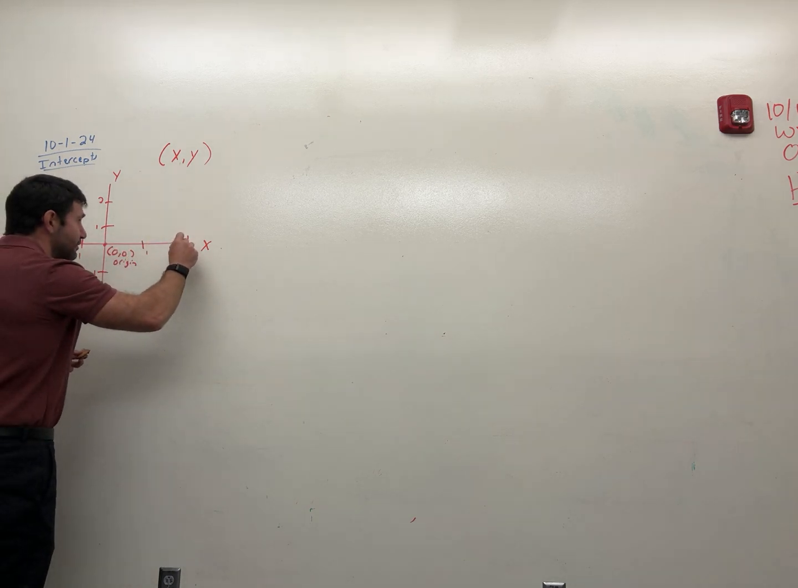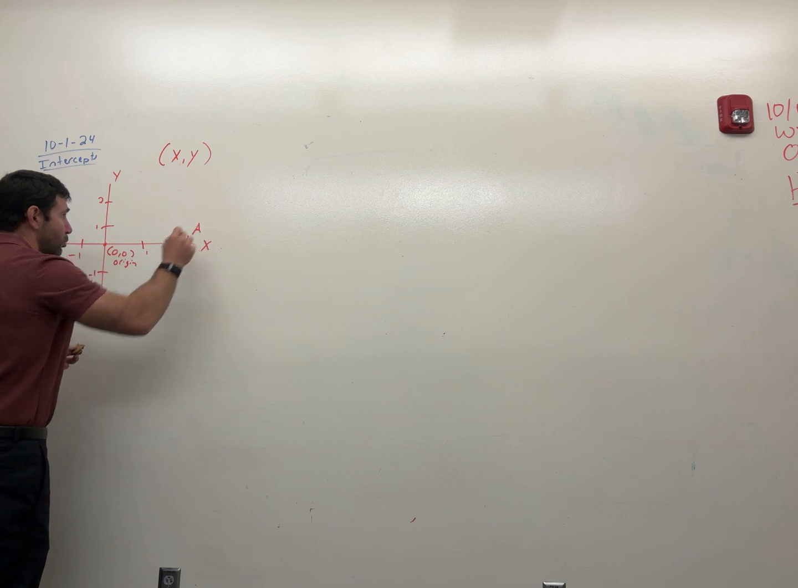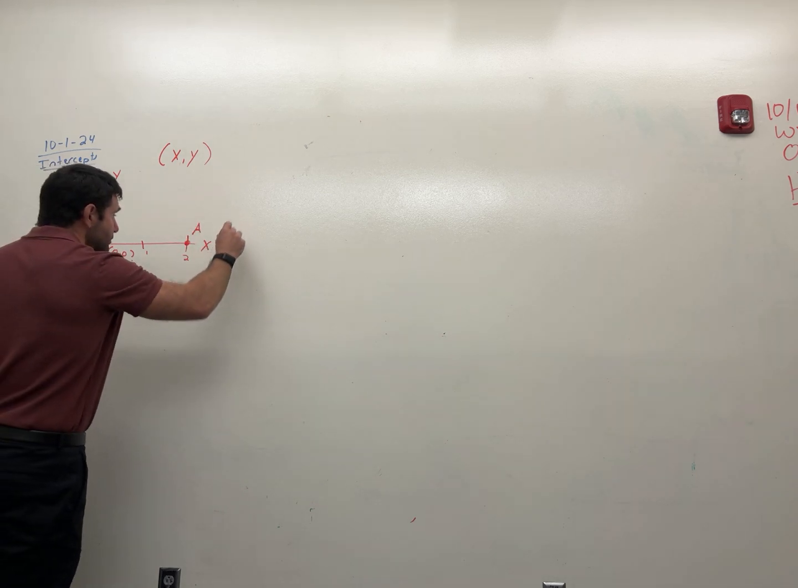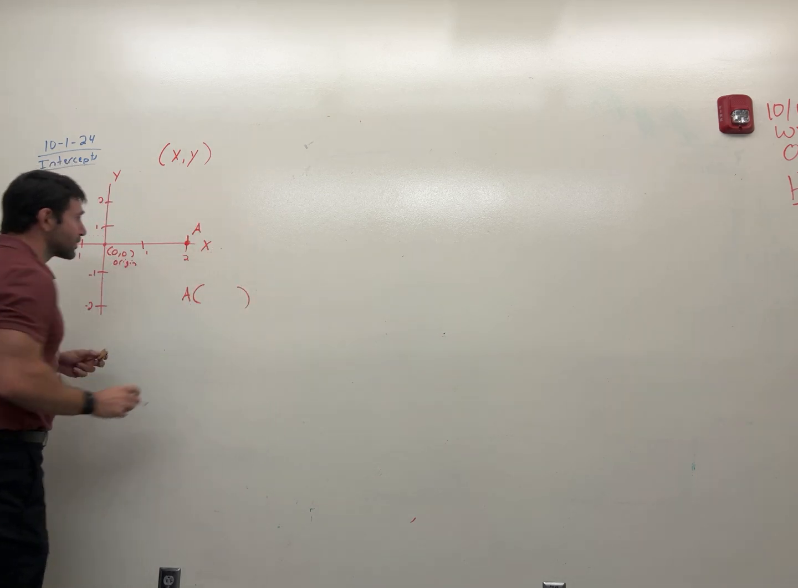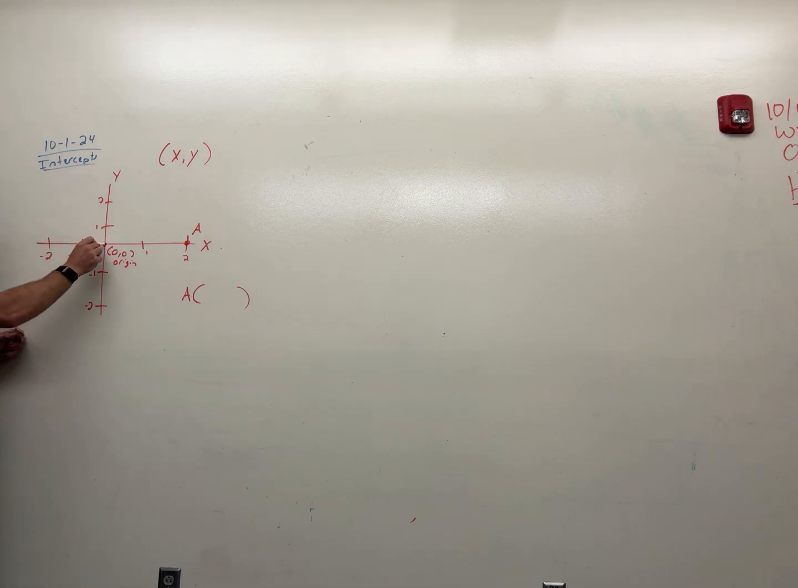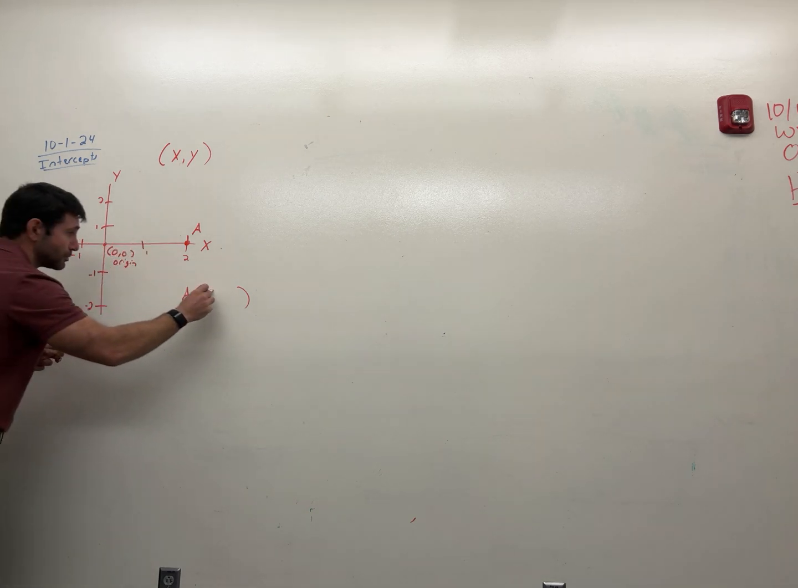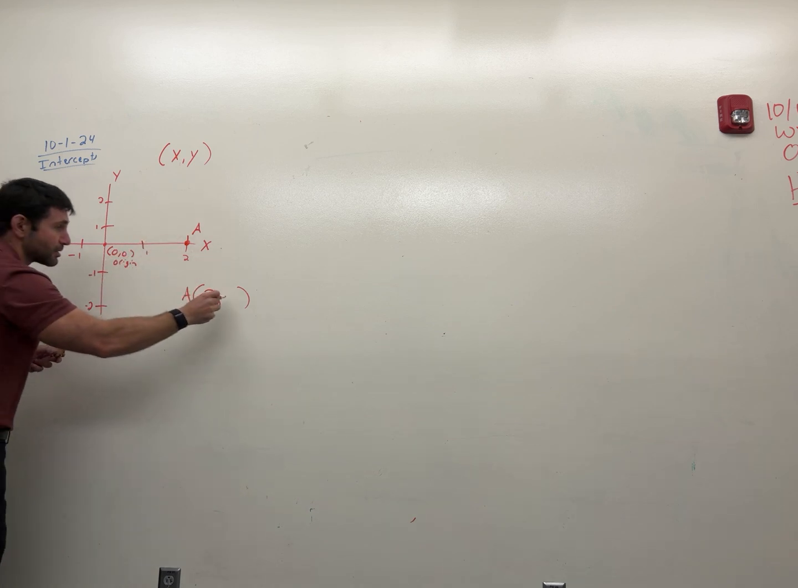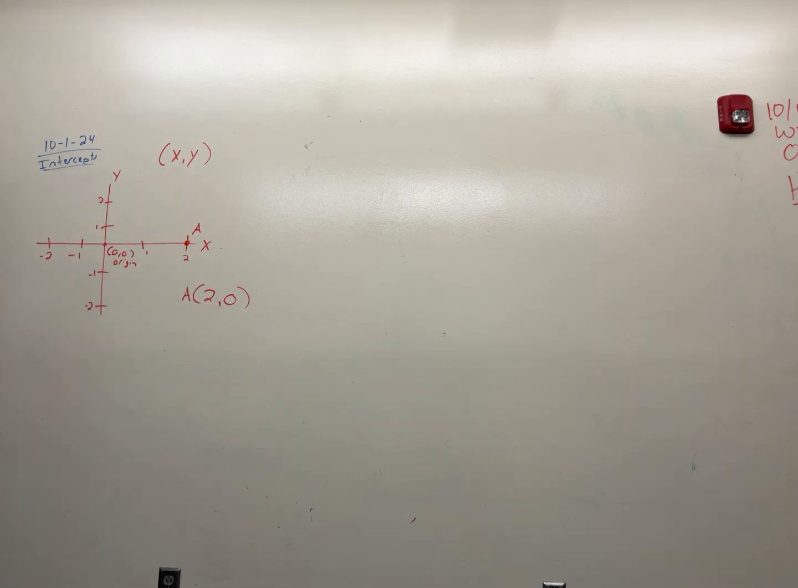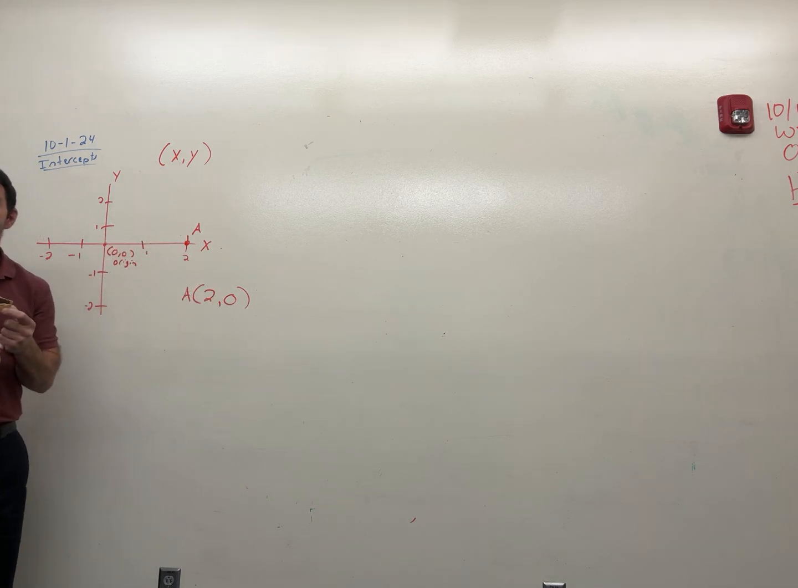Let's say I have point A. A is at the ordered pair. I start at the origin. I do my x first, 1, 2. And then up and down, well, it doesn't go up and down. So the ordered pair is at 2, 0. It is on the x-axis. How do I know that? Because the point is literally on that x line. So notice when it's on the x-axis, y is 0.